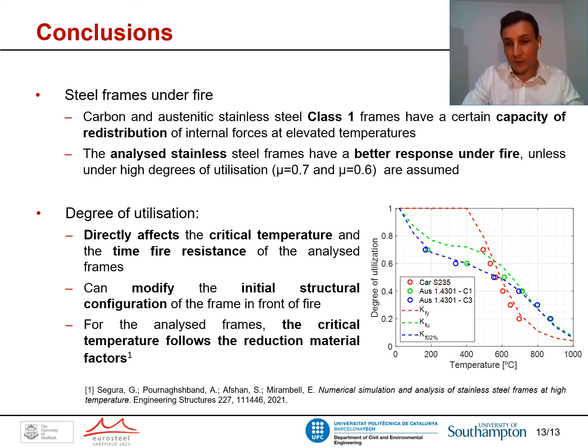This can be seen in the right figure, where, for example, the carbon steel frames clearly follow the yield stress reduction factor, the red line. The stainless steel Class 3 frames also follow the yield stress reduction factor, in this case the blue line. Whereas the critical temperatures obtained for the stainless steel Class 1 frames are between the lines representing the yield stress reduction factor and the ultimate stress reduction factor of stainless steel, between the blue and the green lines, proving that in fact the stainless steel frames are using up part of their inherent strain hardening even at elevated temperatures.